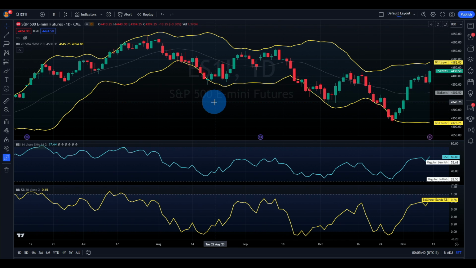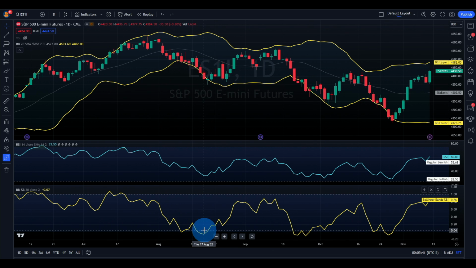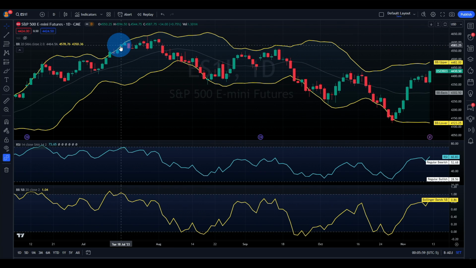There is something called %B, which measures where the close sits in the Bollinger Band channel. As you can see here, when the close is below the Bollinger Bands, the %B goes below 0. And when the close is above the Bollinger Bands, the %B goes above 1. I put %B just to show you how close they are, because they are trying to do the same thing.